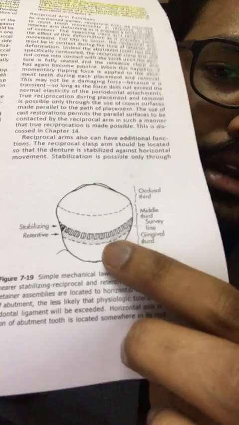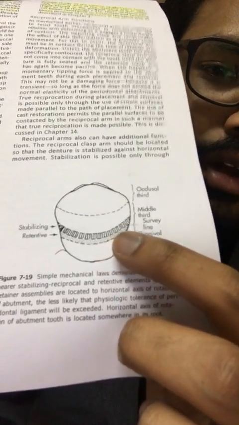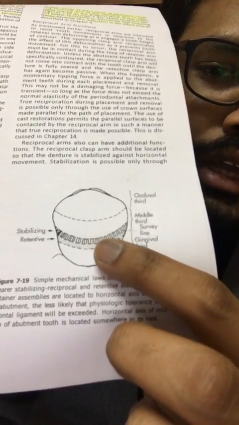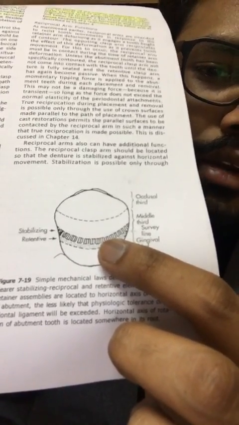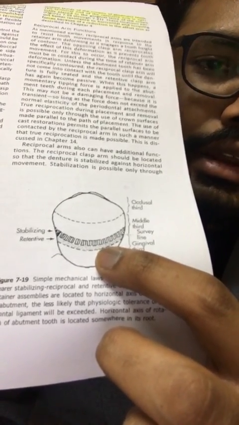We should design clasp placement in this area to have retention, and for the sake of stabilization, we should place it somewhere here in these lines, right? So this is the junction of cervical to middle third, and this is below the height of contour in the gingival third area, right? So these are the locations for placement of reciprocal elements as well as the terminal ends of retentive arms, right? Hope it's clear.